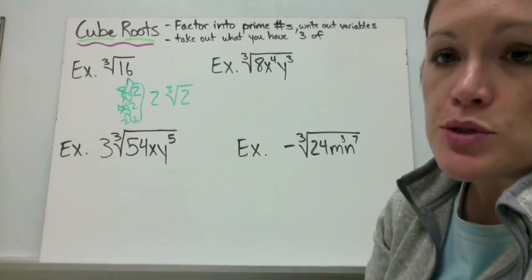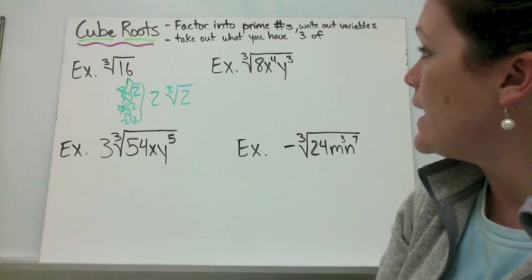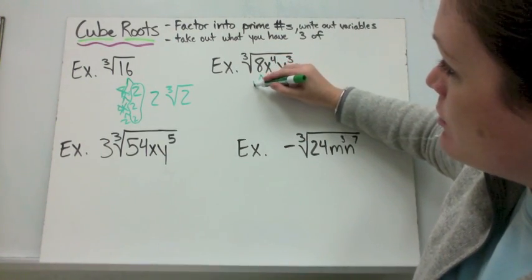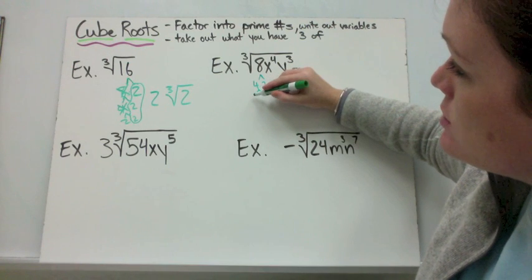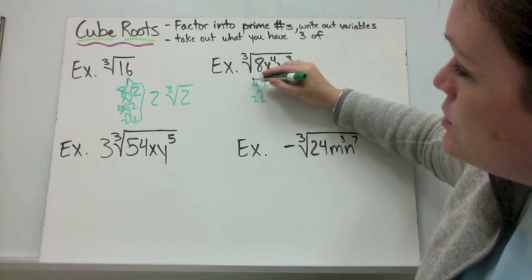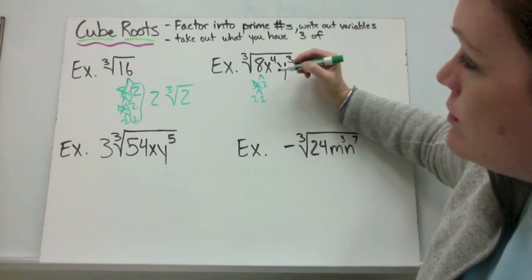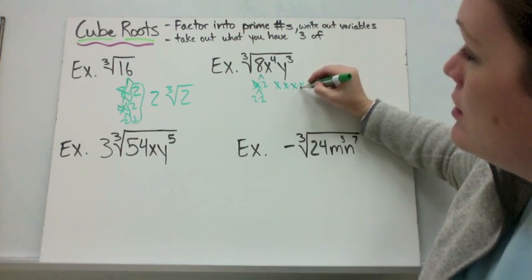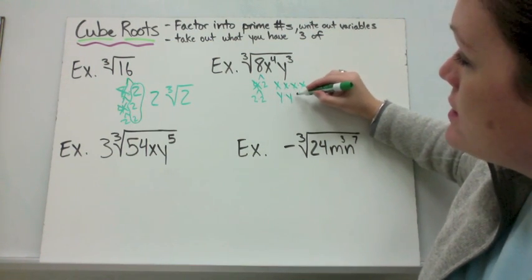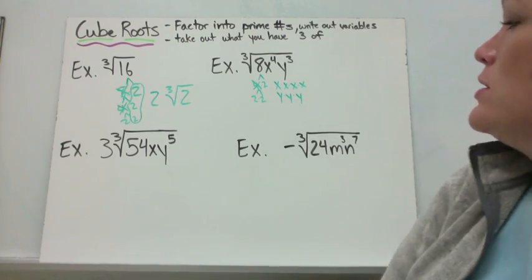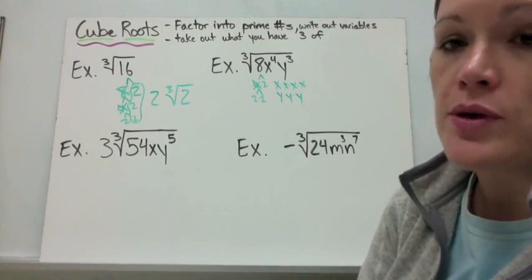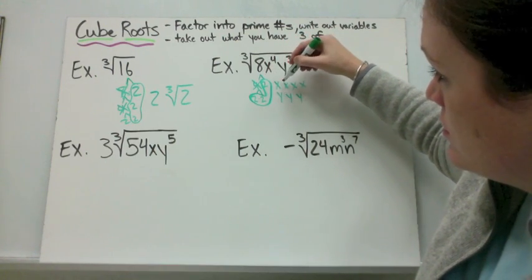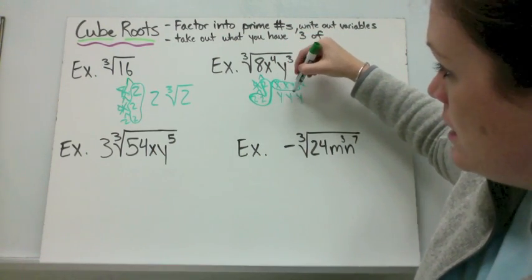Let's check out example 2. We have the cube root of 8, x to the 4th, y cubed. So we break down our 8 into 4 times 2 and 2 times 2 and mark out what you rewrite. I have 4 x's and 3 y's. So we're circling groups of 3. So I have 3 2's, 3 x's and 3 y's.